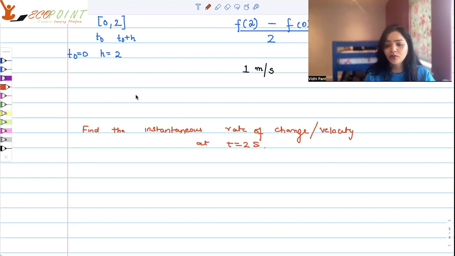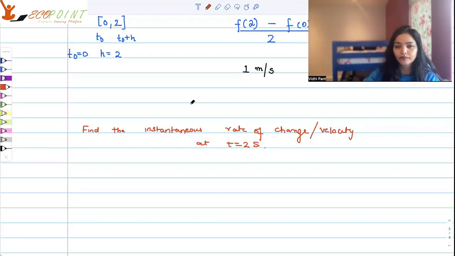What we just figured out was the average velocity in between 0 to 2, 0 second to 2 seconds. This is how the particle is moving, so I could give an average estimate. But what about the instantaneous rate of change?